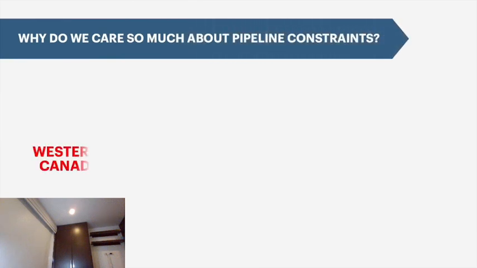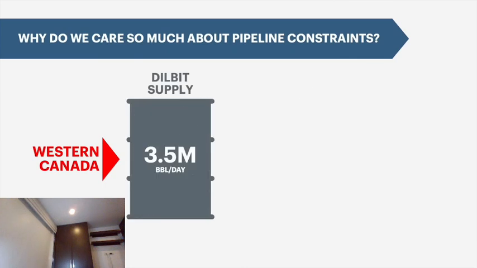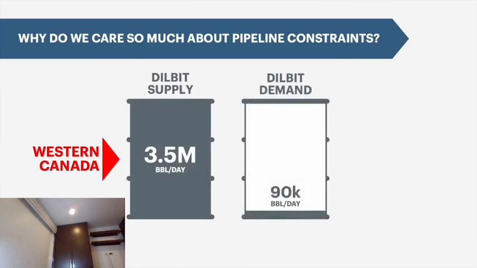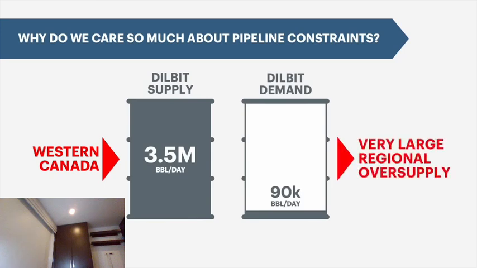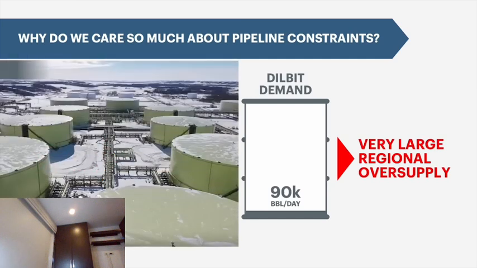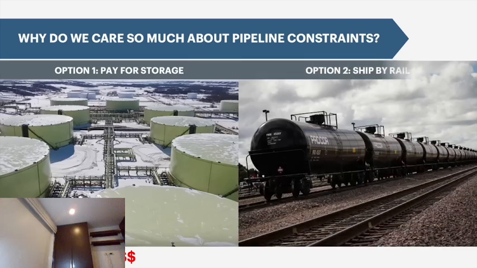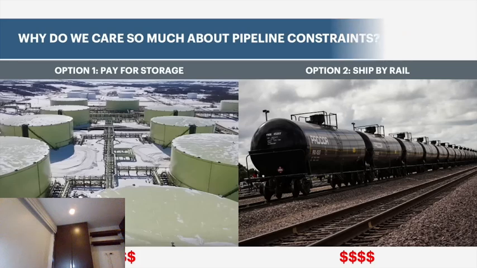Alberta makes a lot of dilbit, over 3.5 million barrels per day, but local demand is very low, like 90,000 barrels. So all that excess has to be exported, and when the pipelines are full, producers have to either store their oil or ship the extra barrels on rail cars, and that all adds to the cost of shipping that oil to the customer, which drops the oil price in Alberta.